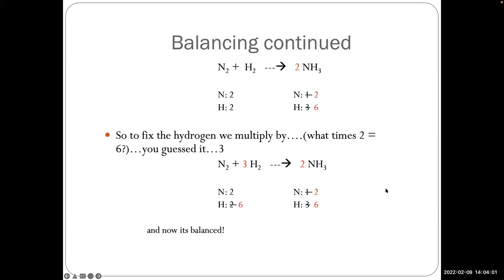So this is where we left off. To fix the hydrogen, I have to get to six. I can't go down, I can only go up. So what number times two equals six? Oh yeah, three. So we put a three here. And now once you change a coefficient, recount everything. So I have two nitrogens, that's good. I now have six hydrogens. That's the balanced equation. And when this reaction takes place, nitrogen reacts with three hydrogens and you get two ammonias.